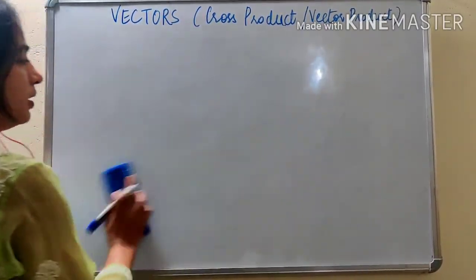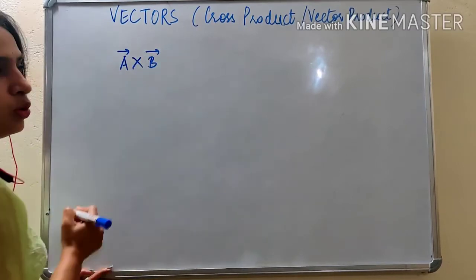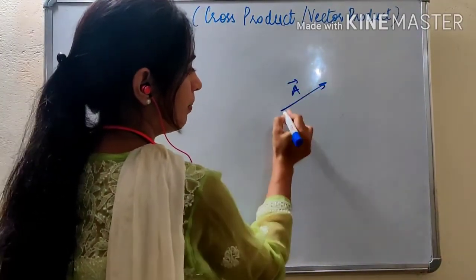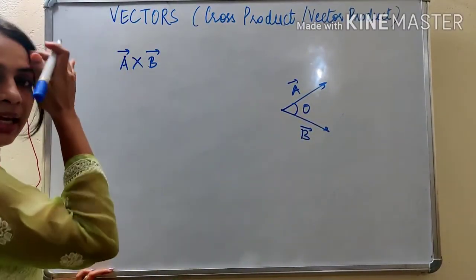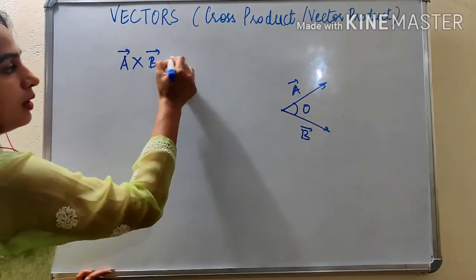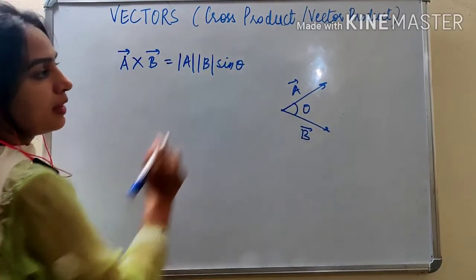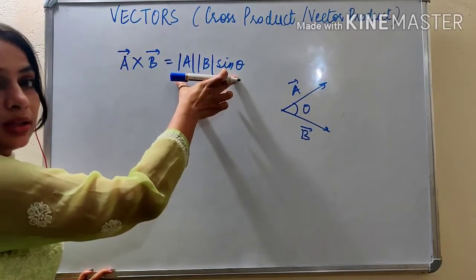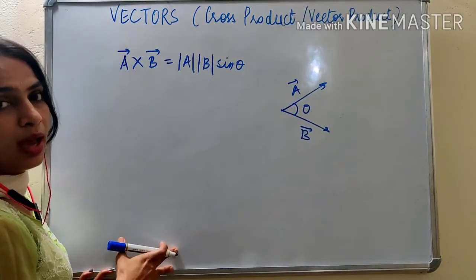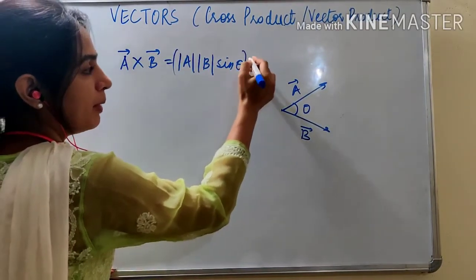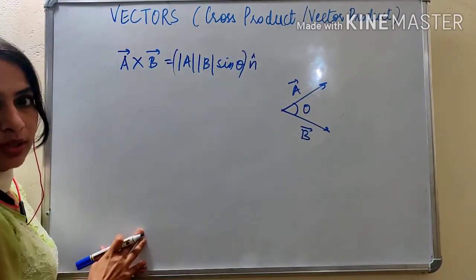Now, what is the formula for the cross product? If you have two vectors, this is vector A for example and this is vector B for example, and the angle between them is theta. Then when you multiply A and B using the cross product, the resultant is magnitude of A, magnitude of B and sine theta. Now this will give you the magnitude of the resultant vector, but the resultant is also going to be a vector, so it should also have a direction. So this is magnitude multiplied by n cap. What is n cap? A unit vector in the direction of the resultant.